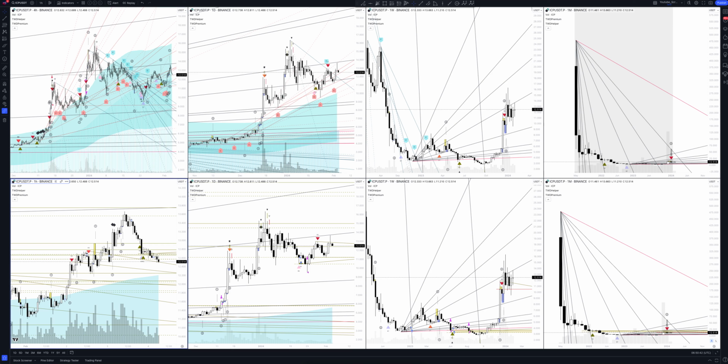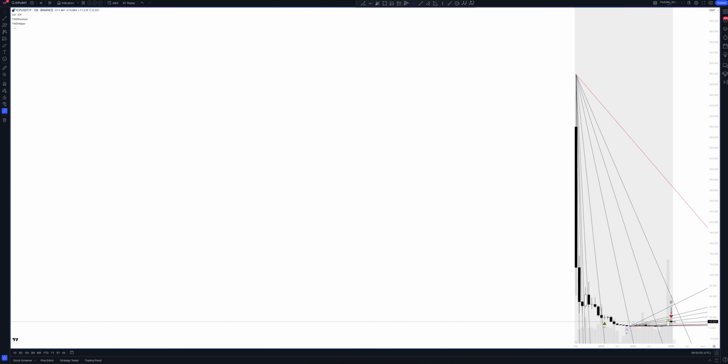Today we will take a look at Internet Computer cryptocurrency. Let's analyze the market situation and find out how you can make money on it. Let's start. We always start our analysis from the global market.